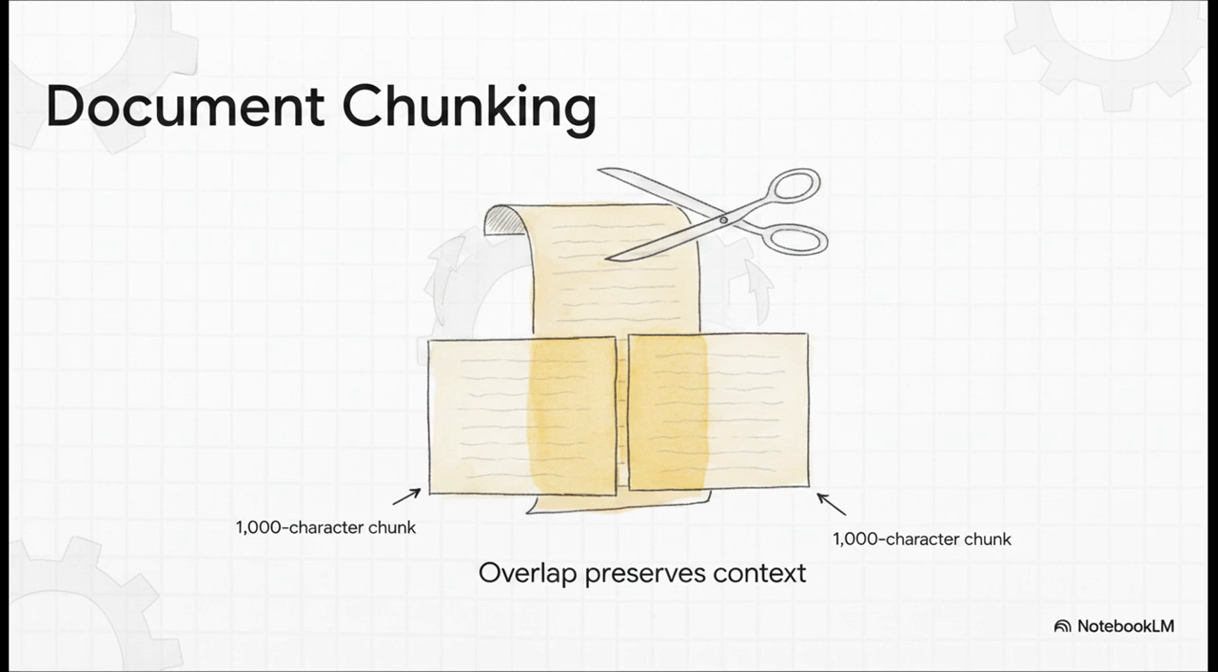Why? Well, imagine chunk 1 ends with "the patient was diagnosed with," and chunk 2 begins with "diabetes." If we split it perfectly cleanly, the AI totally loses the context between the words. By overlapping, chunk 1 ends with "diagnosed with diabetes," and chunk 2 starts with "diagnosed with diabetes." It acts as a brilliant safety net to preserve the meaning.